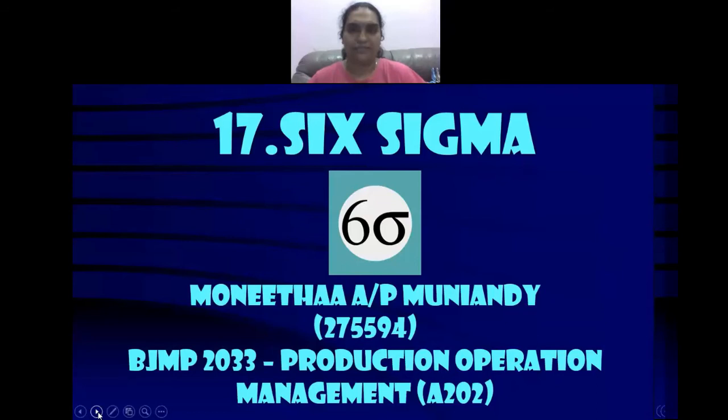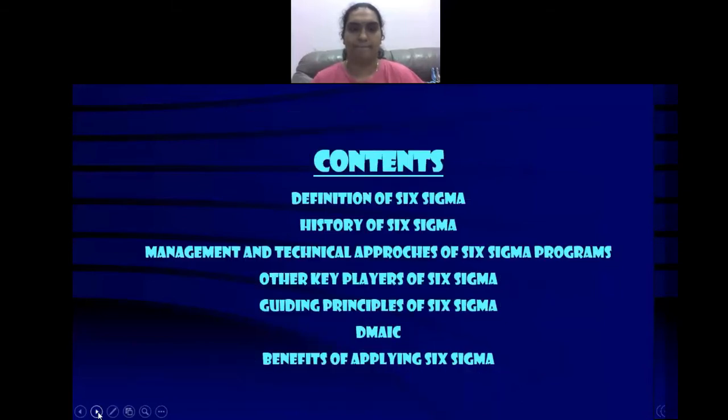About topic number 17, which is Six Sigma. There are 7 contents here in this topic for Six Sigma, and the first one is the definition of Six Sigma, and then the second one is the history of Six Sigma, and then the third one is management and technical approaches of Six Sigma programs, and the fourth one is other key players of Six Sigma, and the fifth one is guiding principles of Six Sigma, and a methodology used in Six Sigma, which is DMAIC, and the last content is benefits of applying Six Sigma.